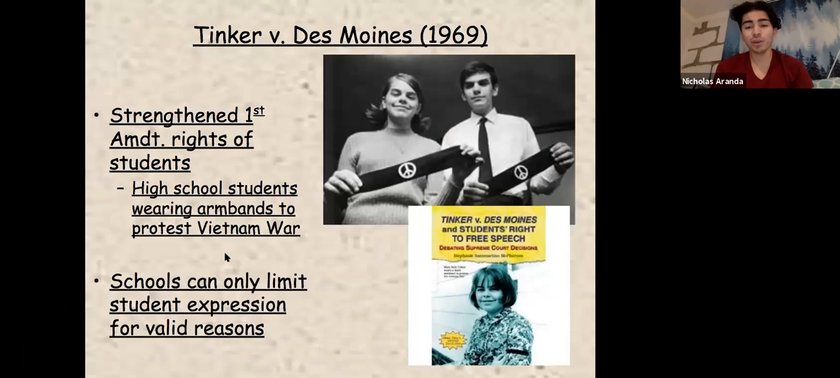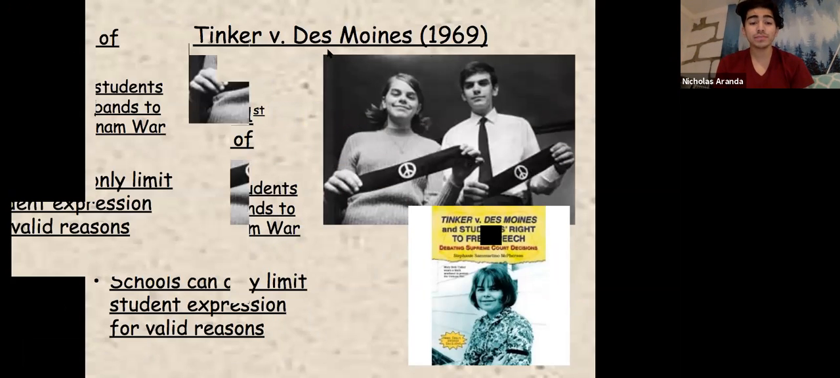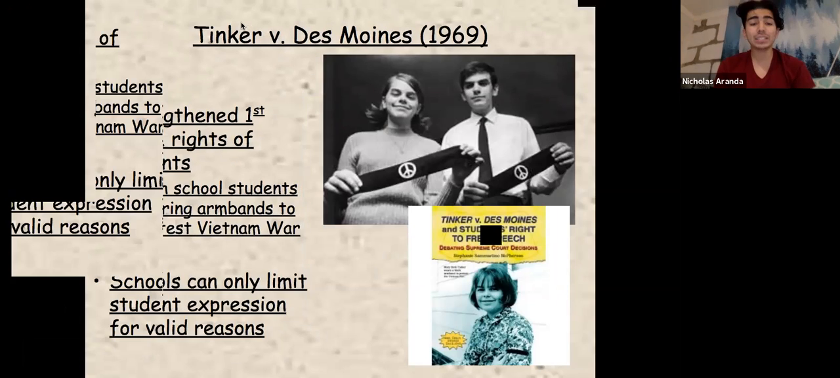Tinker versus Des Moines is a Supreme Court case from 1969. It strengthened the First Amendment rights of students. This was an example from high school. This is a pretty famous case. High school students were wearing black armbands around their wrists to protest the Vietnam War, a very hot button issue with the youth of the day. And the school did not like it. Des Moines was just not okay with the fact that students were doing this.